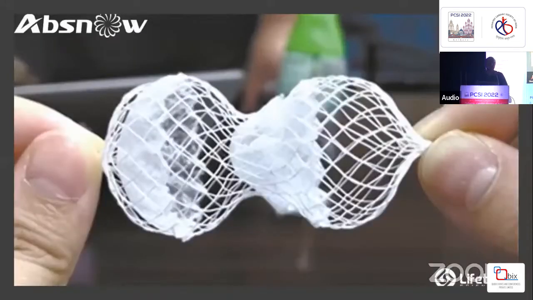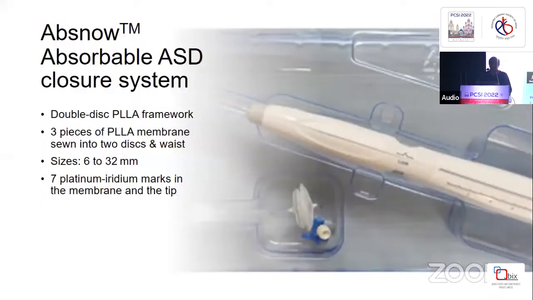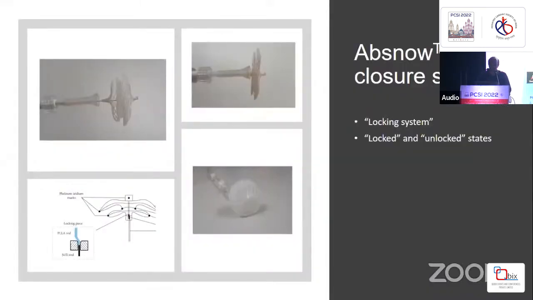And something new in the market, or undergoing research, is the bioresorbable ASD devices. This is the APPS bioresorbable device, which is under investigation from LifeTech. It has a double disc polylactic acid framework, and the membrane is sewn into 2 discs and a waist, and the sizes they are investigating are between 6 millimeter to 32 millimeter, and the radio opacity is using platinum iridium marks. And this has a locking and an unlocking system.